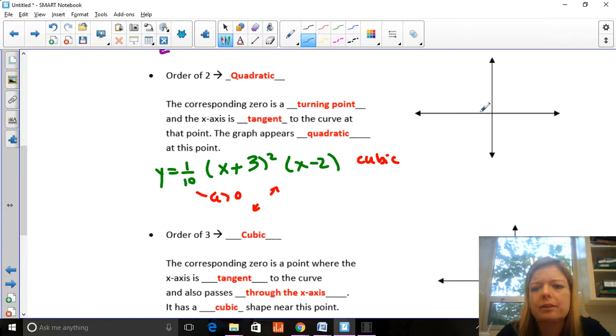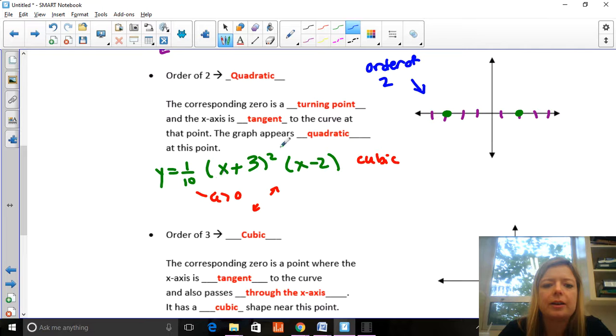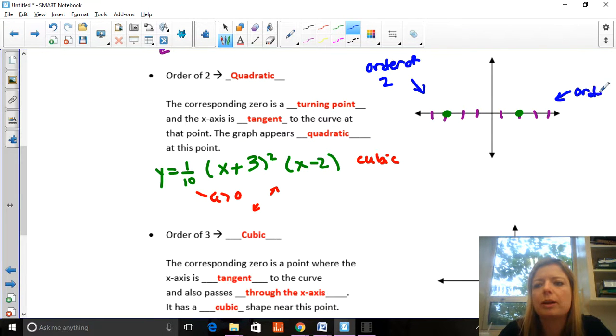Okay, and if we put our zeros, 1, 2, 3, 4, 1, 2, 3, 4, really official. We have a zero at -3 and a zero at 2. So this -3, 0 has an order of 2 because its bracket here is raised to the power 2, and this x-intercept has an order of 1.